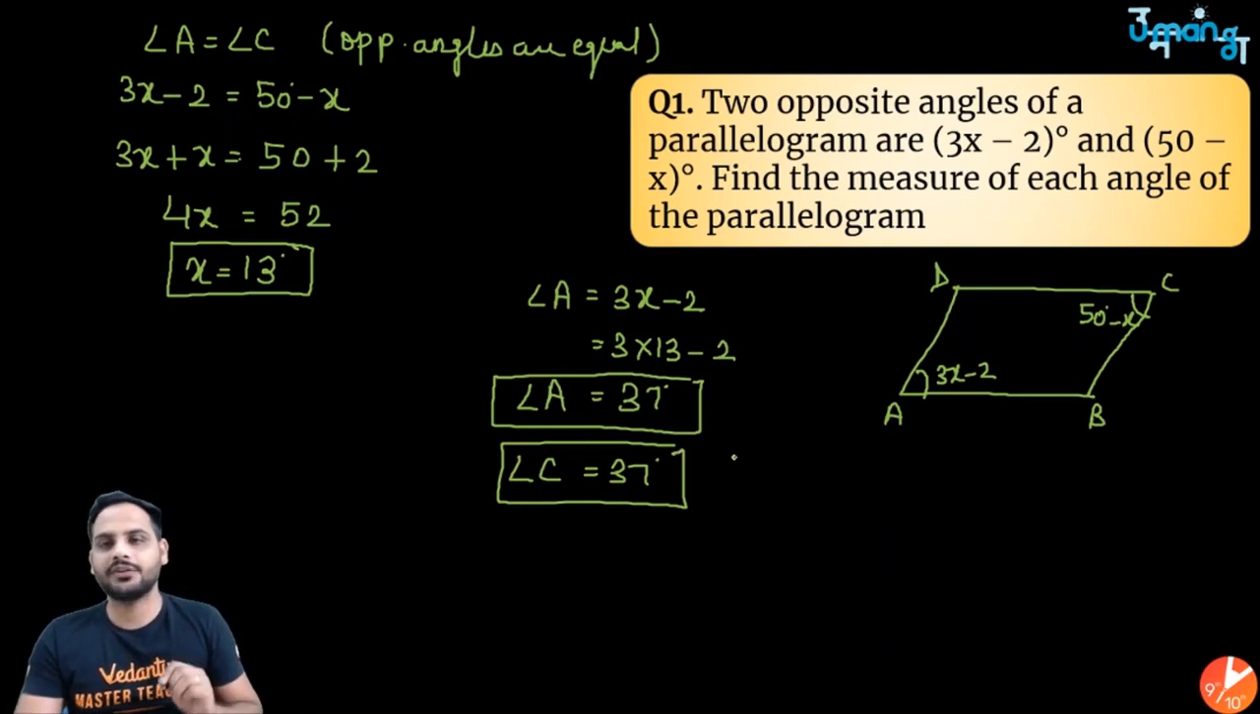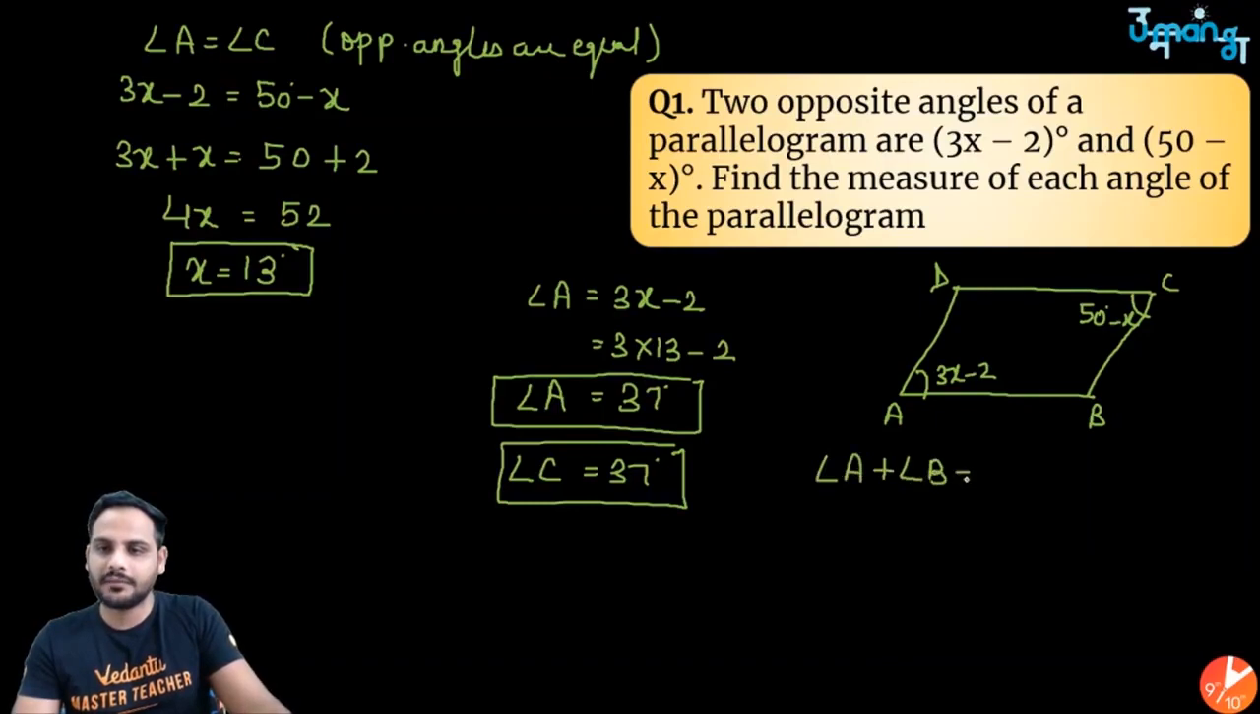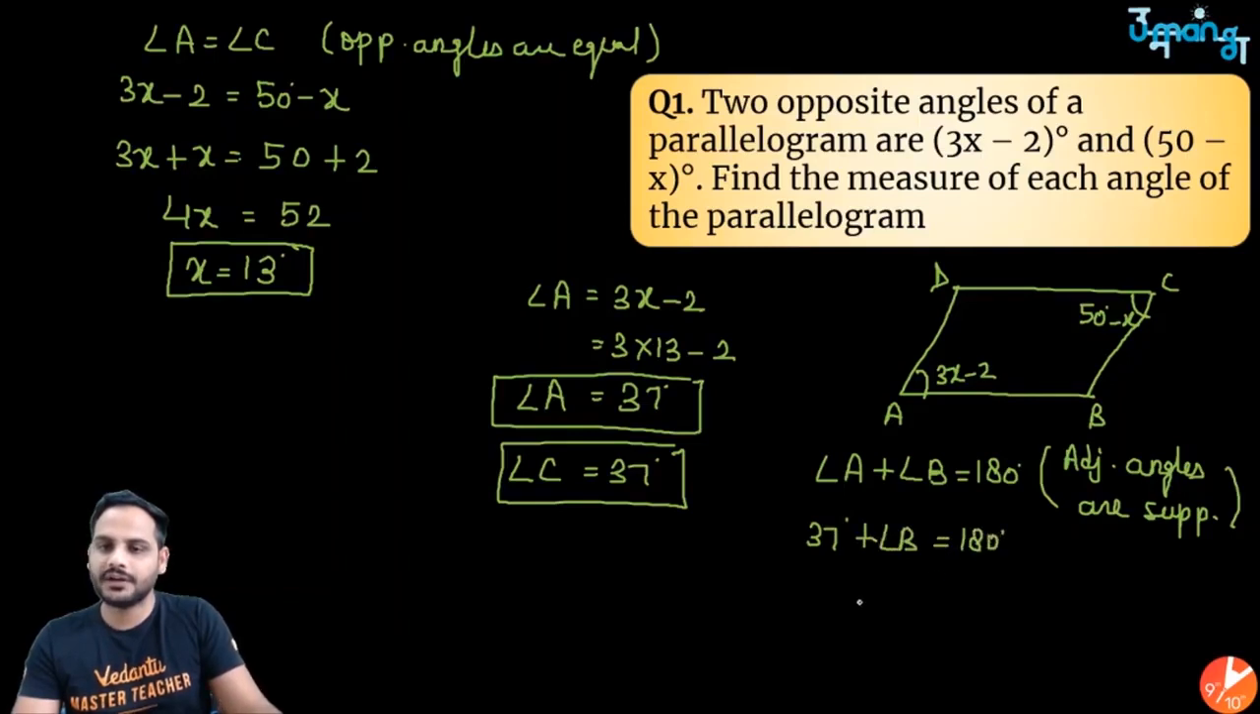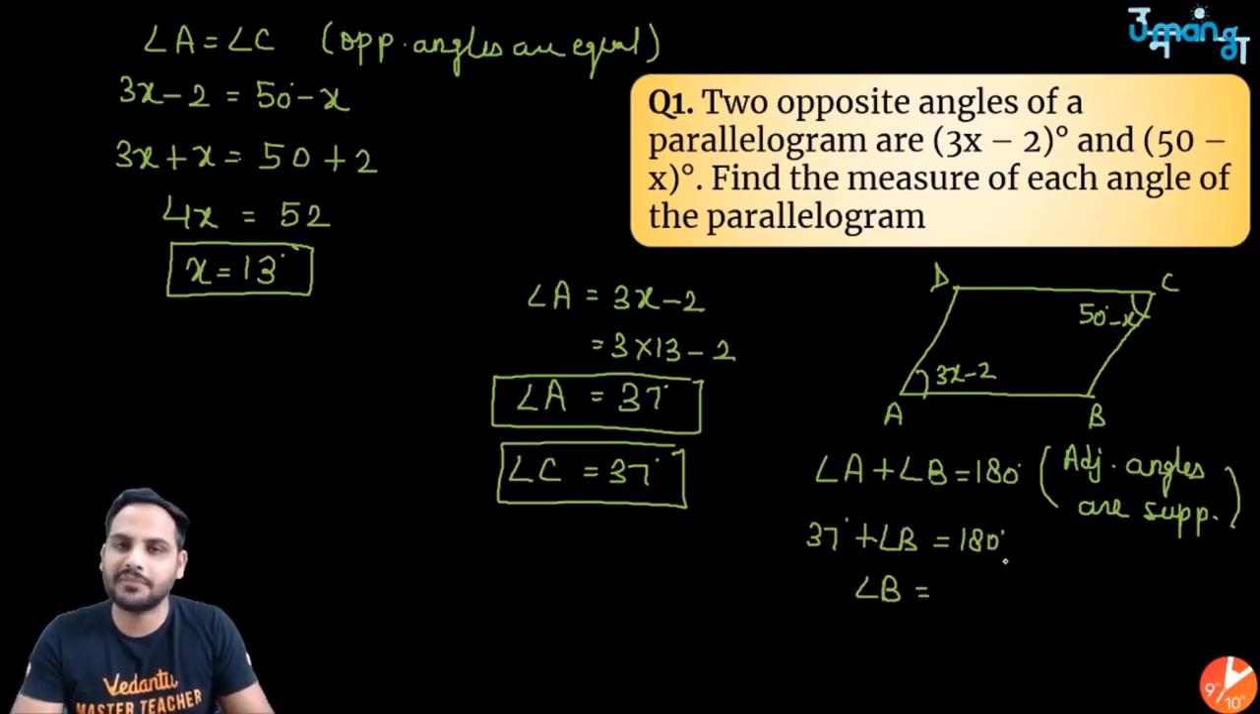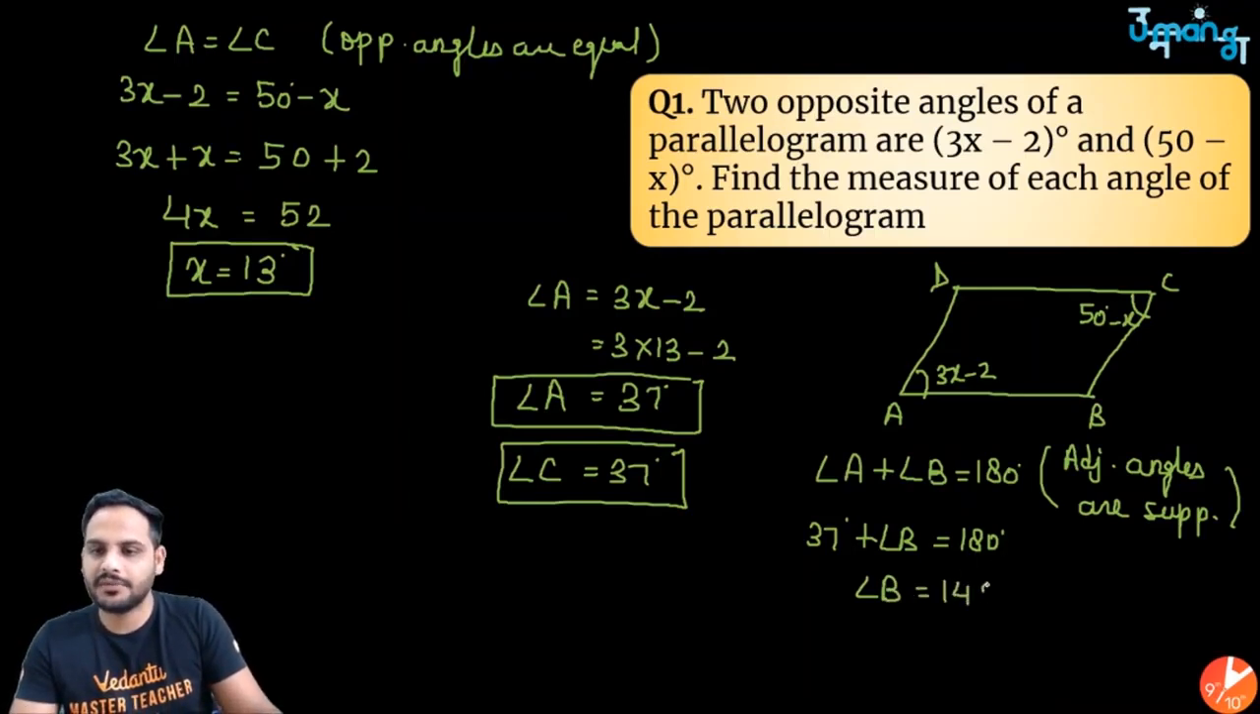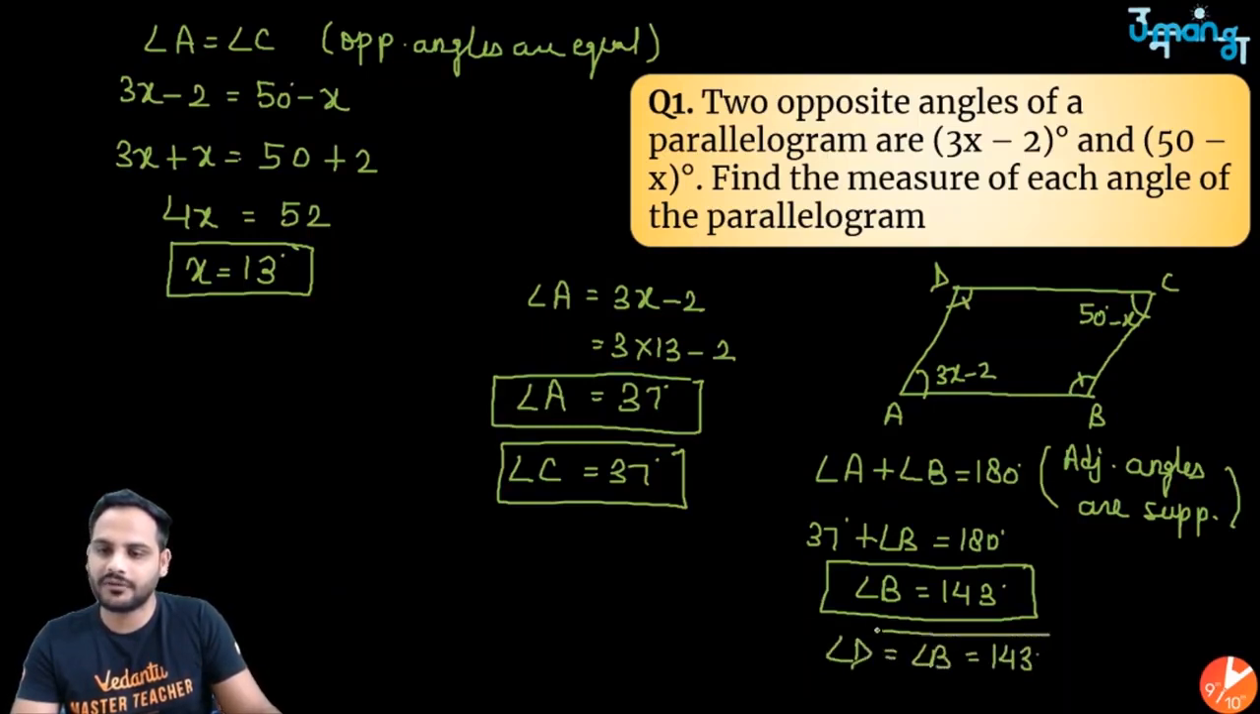Right? After that, I know that the adjacent angles are supplementary. That means angle A plus angle B must be equal to 180 degree because adjacent angles are supplementary. Okay, so angle A is 37 degree plus angle B is equal to 180 degree. So I will be getting angle B is equal to 180 minus 37. So angle B will be equal to 143 degree. Correct? And since opposite angles are equal, if angle B is 143, angle D also will be 143. So angle D is equal to angle B is equal to 143 degree because opposite angles are equal.